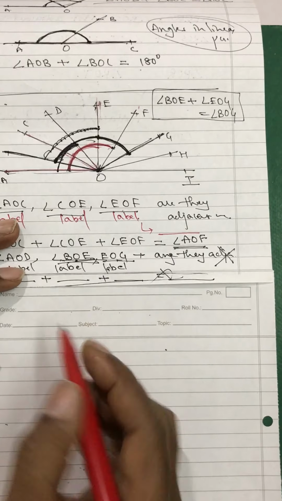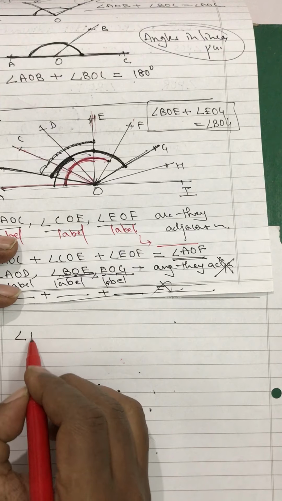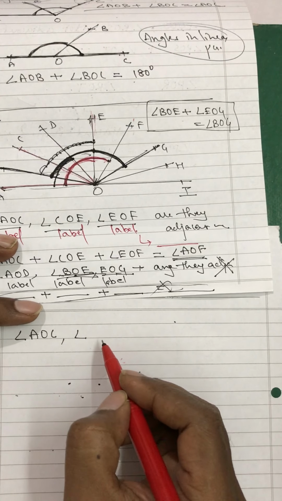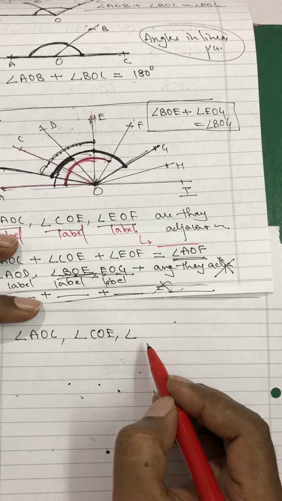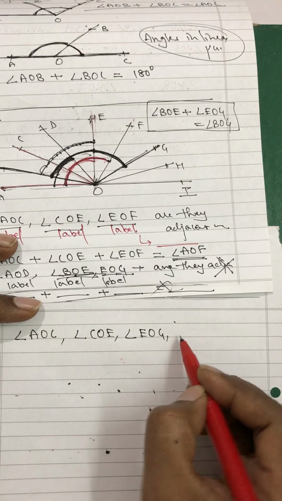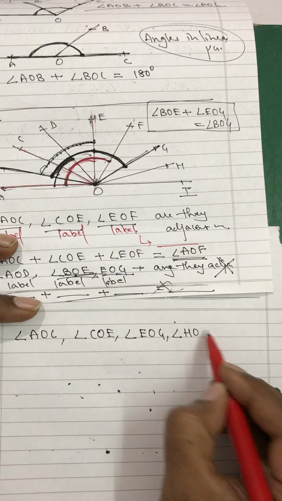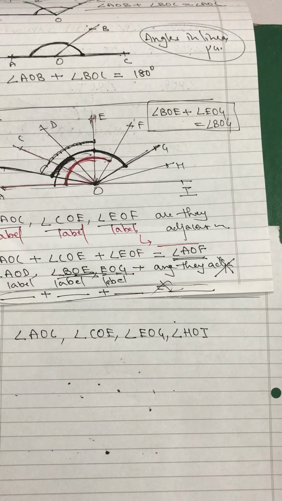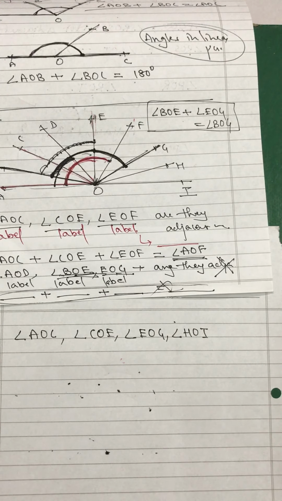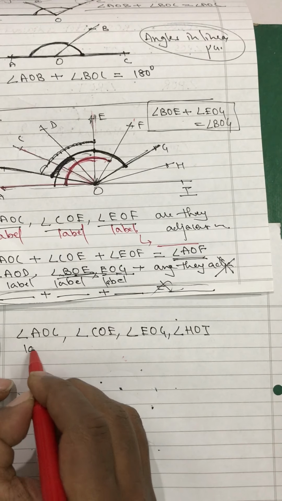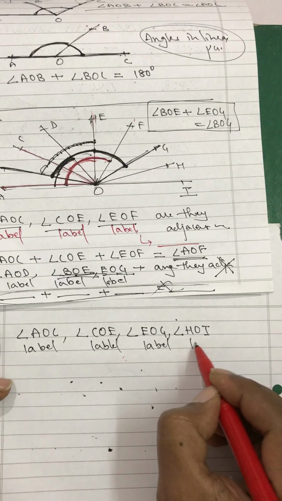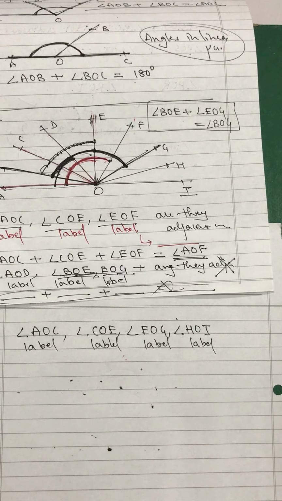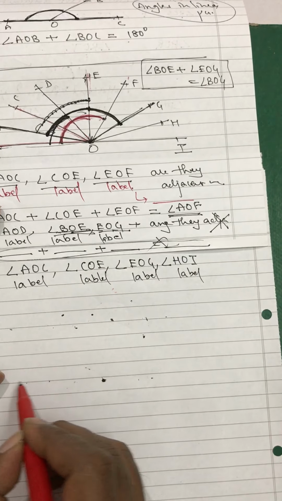Okay. Now going forward, one step ahead. If I consider angle AOC, angle COE, angle EOG, angle HOI. Fine. Are they making a straight line? See whether they are. Label them. If you want, you can make a new figure, a new diagram. Label them and then decide whether they are all angles in linear pair. If you want, I will make one more diagram for you all.